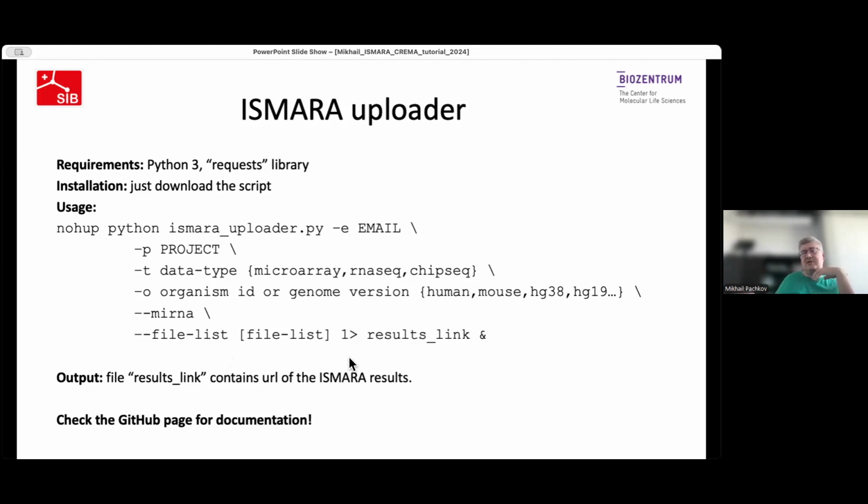So when you start the script, this script starts to upload the data to the server. And once the upload is finished, it will return a link to the ISMARA server page, which should contain your results. And if you execute a command like this, these links will be saved in a results link file. So you can check the GitHub page for documentation, examples, and download the script and start to use it.